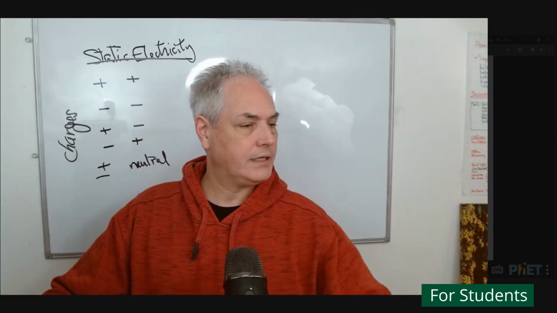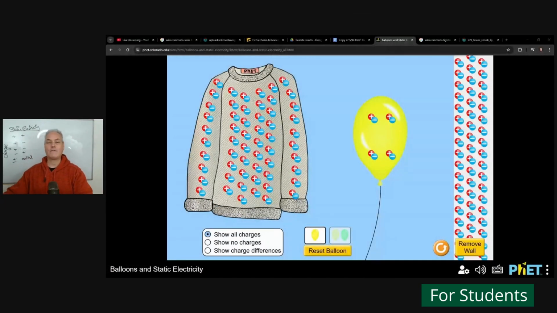So if I go here, there you go. This is a PhET simulation. Hopefully you had a chance to do this in class. If you have a balloon like this, you'll notice we have a positive and a negative charge, positive, negative. So this means that the balloon is neutral.